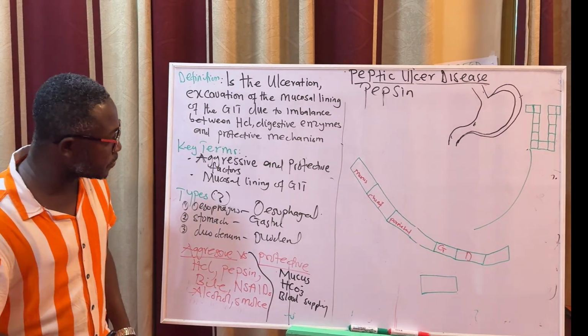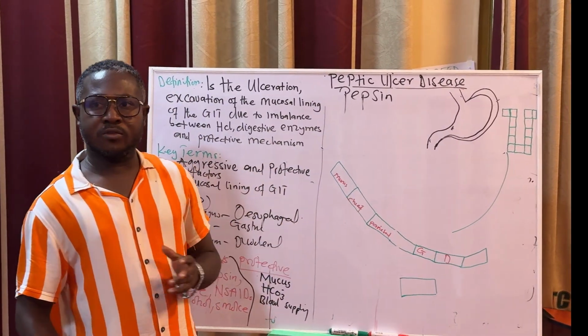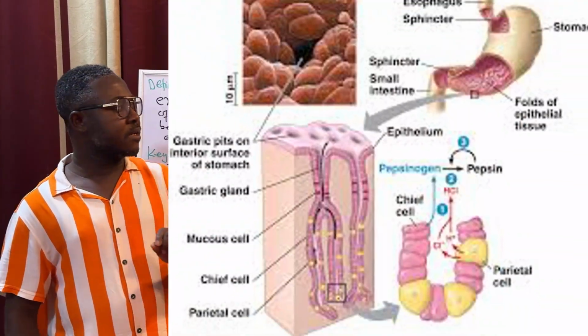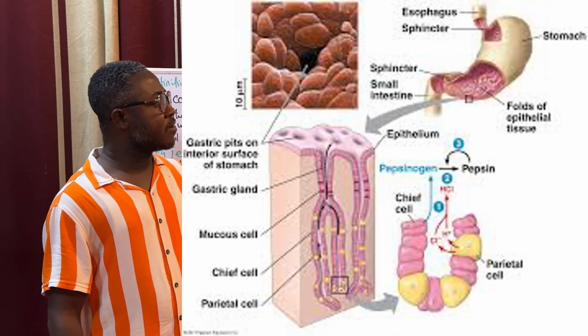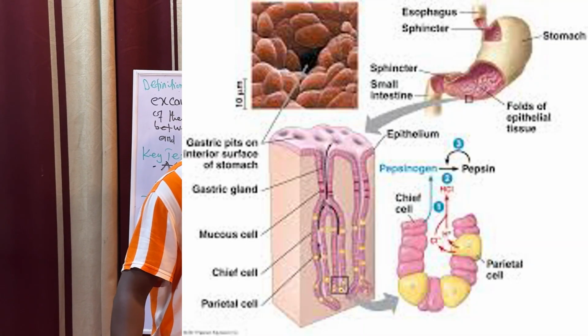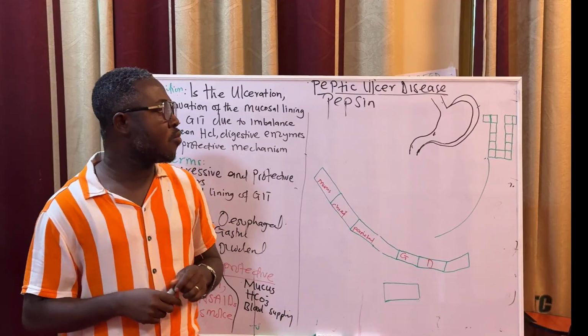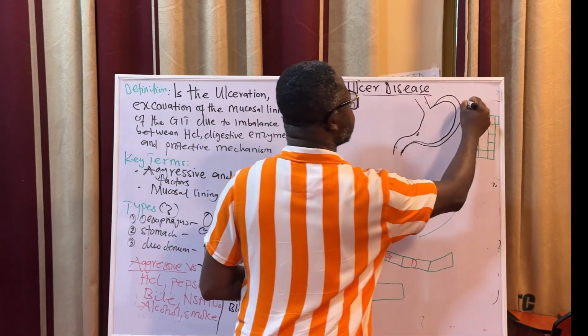Now let's continue. As is shown on your screen, the stomach, and then within the stomach we have certain cells which are found within what we call the gastric pit.